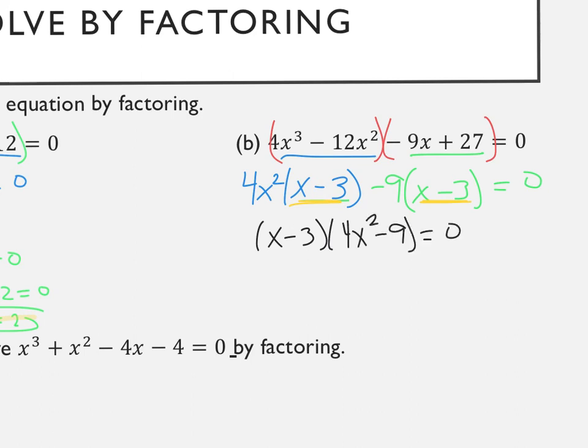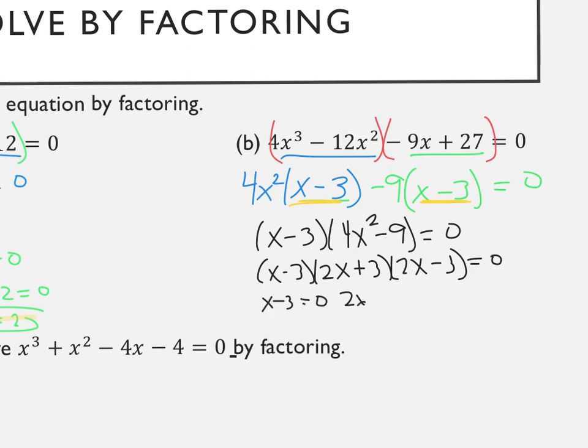Now, we know 4x squared and 9 are perfect squares, and there's a subtraction sign between them. So we can factor it to x minus 3 times 2x plus 3 times 2x minus 3. And now we just set each of those factored pieces equal to 0. So x equals 3, x equals negative 3 halves, and x equals positive 3 halves.